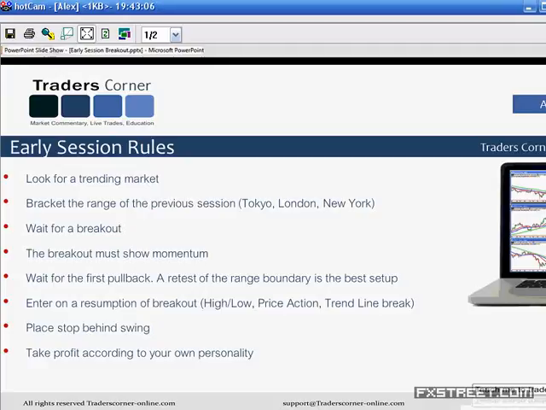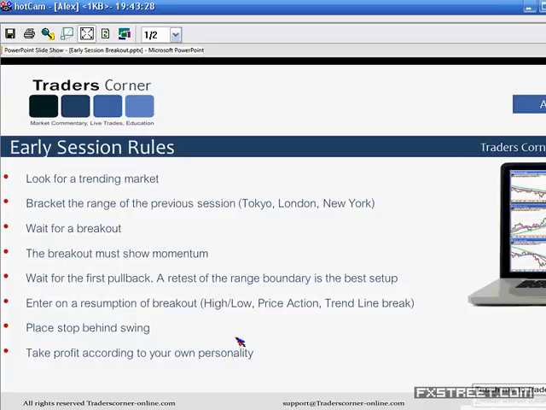But from my personal perspective, I like to place it behind the swing because I feel like if this particular move has momentum and it's meant to go in that direction, it's not going to come back into the range. If it does, something's wrong. But that's just my personal perspective, okay? If you wanted to put it around the other side of the range, there's nothing wrong with that whatsoever. And then you take profit according to your own personality.